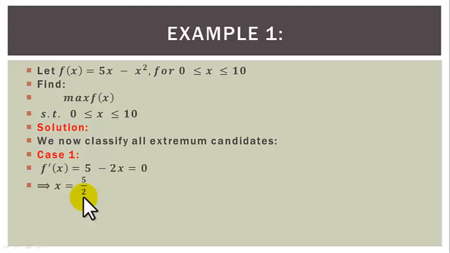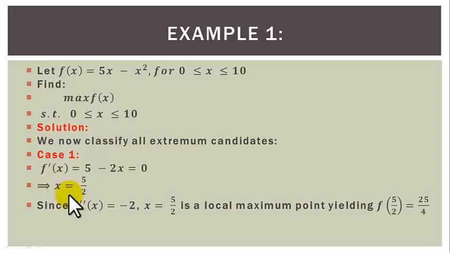So you have to distinguish between this point, whether it is maximum point, minimum point, or neither. We use the second derivative to distinguish between them. The second derivative of this function is differentiating this with respect to x. That will give us minus 2. Since the second derivative is minus 2, which is less than 0, that means that the point x equals to 5 over 2 is a local maximum point, yielding the value of the function f of 5 over 2 equals to 25 all over 4.